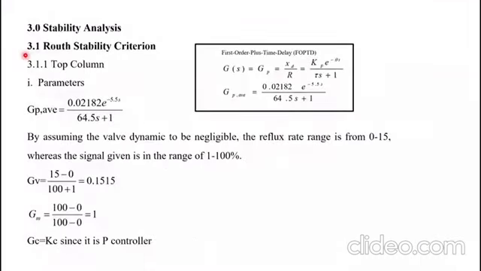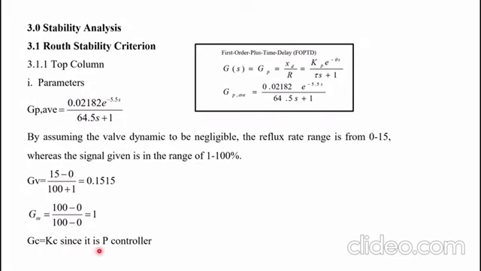I'm Fatin, and I will explain about Routh stability. For the top column, we start with parameters GP, GV, GM, GC. GP we get from the calculation. For GV and GM, we assume the valve dynamics to be negligible. Reflux rate change is from 0 to 15, and the signal given is in the range of 1 to 100%. Then GC equals Kc.